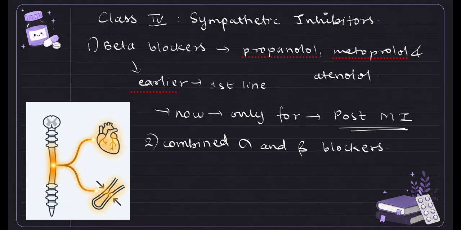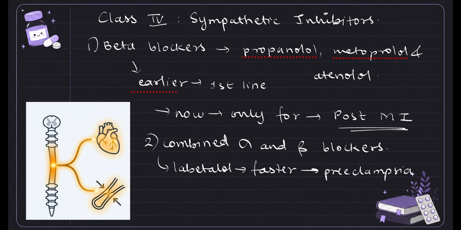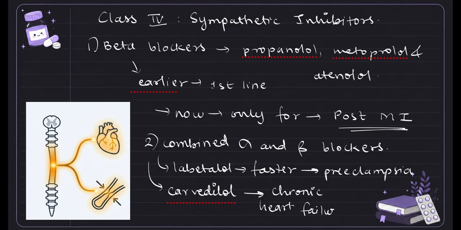Within the sympathetic inhibitors, we also have combined agents. These are the alpha and beta adrenergic blockers. They act on both receptor types simultaneously. Labetalol is our first example. It acts much faster than pure beta blockers. Because of this safety and speed, it's preferred for treating preeclampsia, that's a dangerous high blood pressure condition in pregnancy. Our second example is carvedilol. Carvedilol is very commonly used for managing chronic heart failure alongside hypertension.